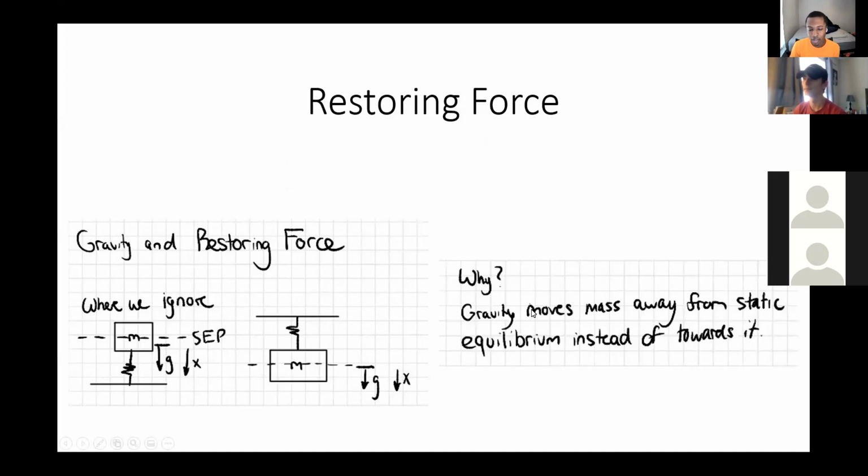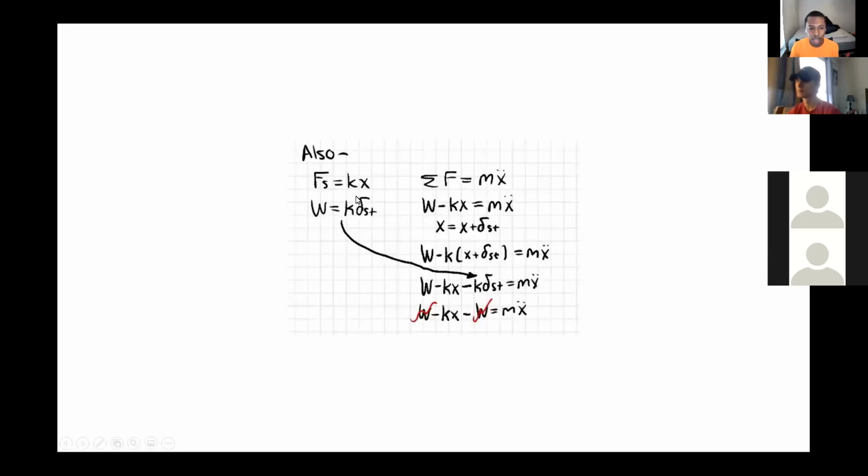So yeah, this is the Y. Gravity moves mass away from the static equilibrium position instead of towards it. And now if you wanted to see the math behind it, you could start with your static equilibrium equation, where the force of the spring equals kx, and you know that you have weight down, spring up, so weight equals the force of the spring. And then we bring it into our equation of motion. Sum of the forces equals mx double dot. You'll have your force balance, weight minus spring force, equals mx double dot.